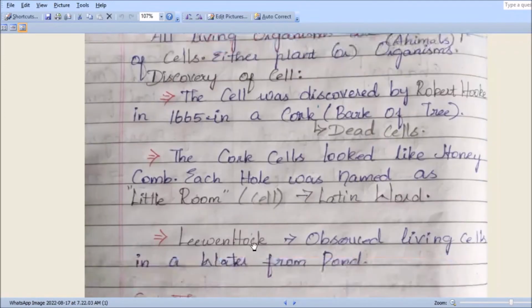Okay, the next scientist is Leeuwenhoek, that is Anton van Leeuwenhoek. He is the scientist who discovered the living cell. So kindly make sure about these two points: dead cells were discovered by Robert Hooke and living cells were discovered by Anton van Leeuwenhoek. Hooke discovered dead cells in the bark, but Leeuwenhoek discovered living cells in pond water. He took pond water, examined it under the microscope, and saw many living cells. Please make sure about these two points.